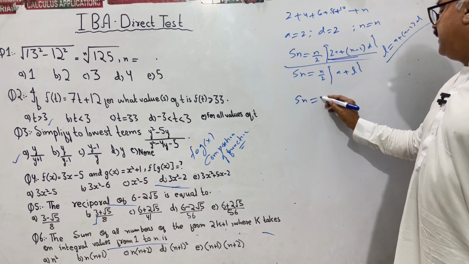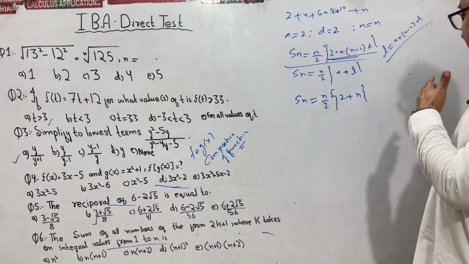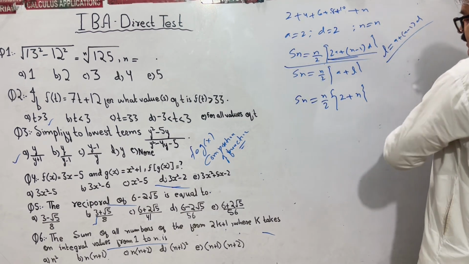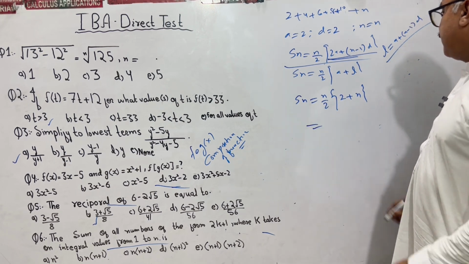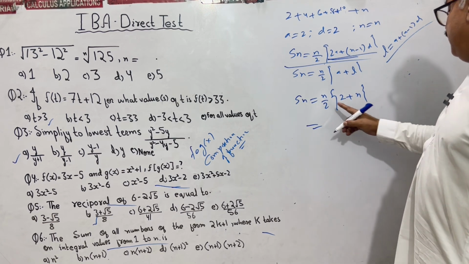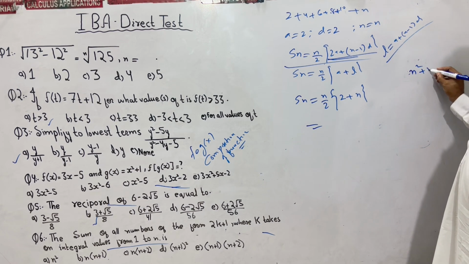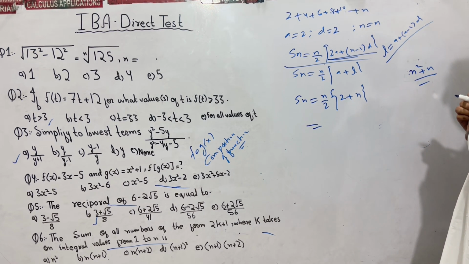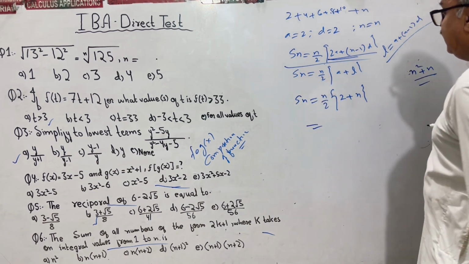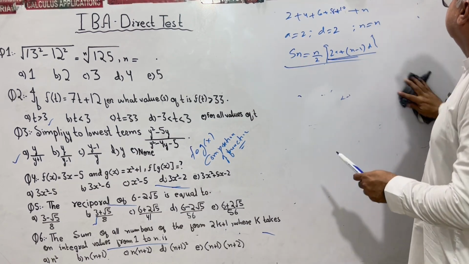I have Sn, n over 2. Our first term is 2. Our last term is n. What is the first term? 2, and last term is n. 2 plus n. Here, what went wrong in that case? Let me verify. What is the sum of even numbers? It is n square plus n. N over 2 times a plus l. Okay, let me utilize the first formula, then think about the other.